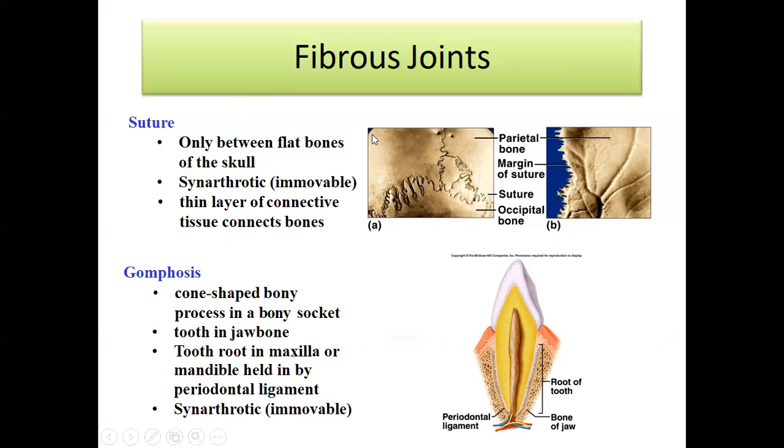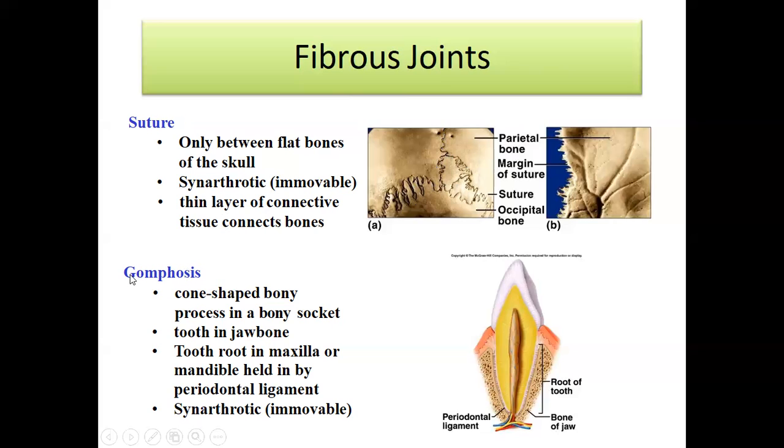So once those fontanelles close, they close in the form of these sutures. These sutures are synarthrotic, meaning they don't move. Or if they do move, it's so little movement that it's not really perceptible. There is a thin layer of connective tissue that connects these bones together. So in these sutures, there will be this thin layer of connective tissue that we may not be able to see with our naked eye, or at least not in this image, but just know that that is sort of the glue that is holding everything together and making it more immovable.